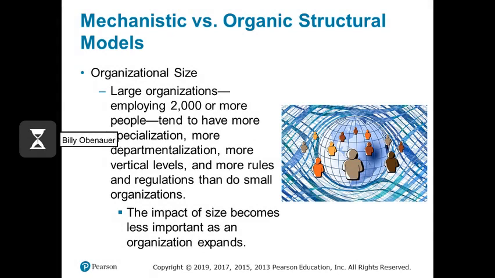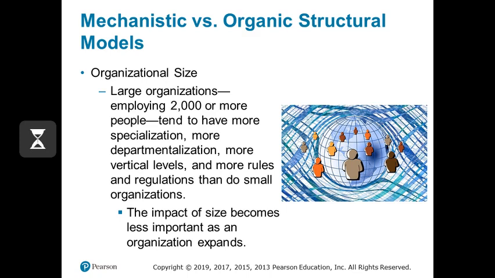Another important component to identifying the appropriate structure for our organization is the organization's size. As organizations get larger, structure becomes more and more important. So we tend to see organic structures more in smaller organizations than we do in larger organizations. But it's important to remember that the impact of size becomes less important on structure as the organization grows.